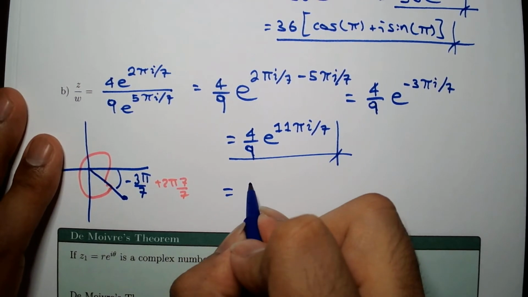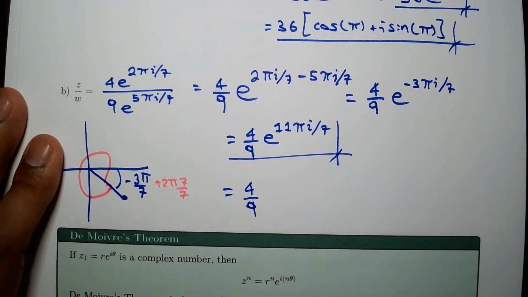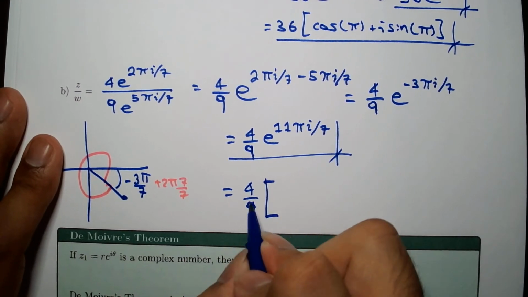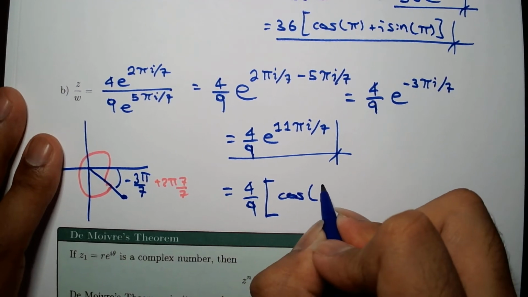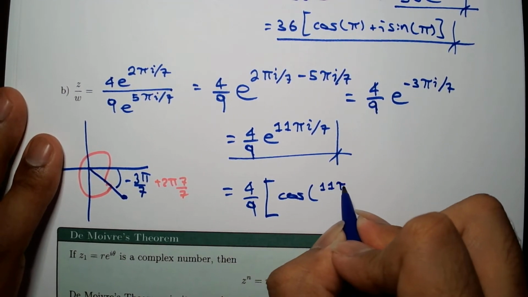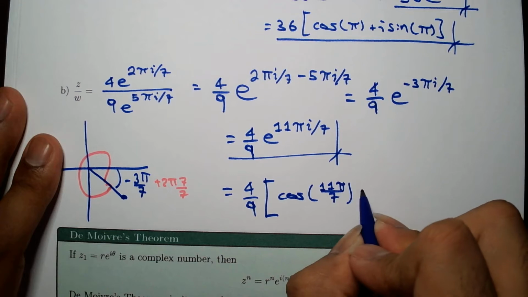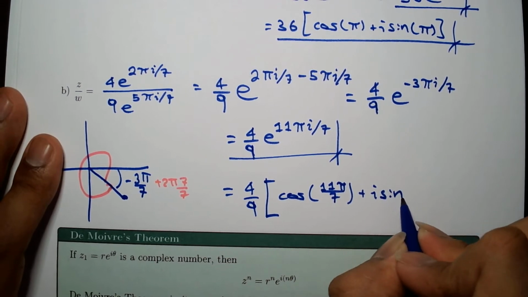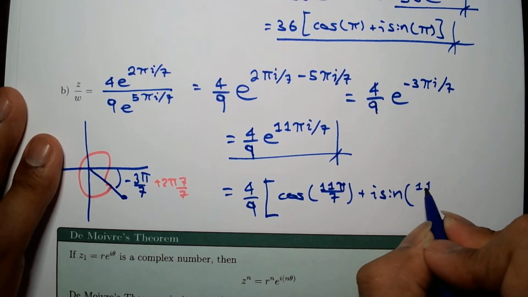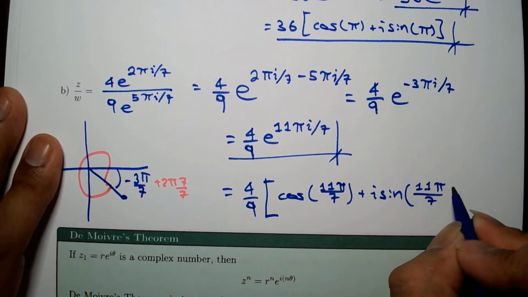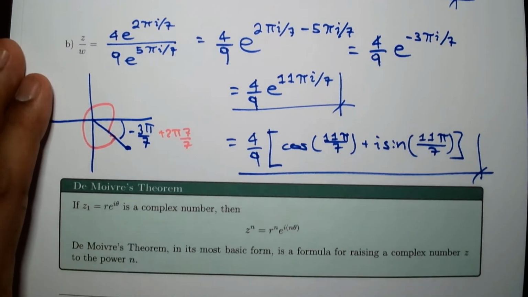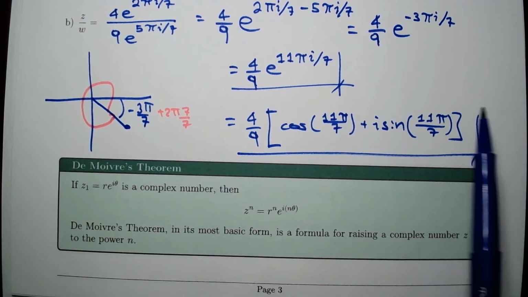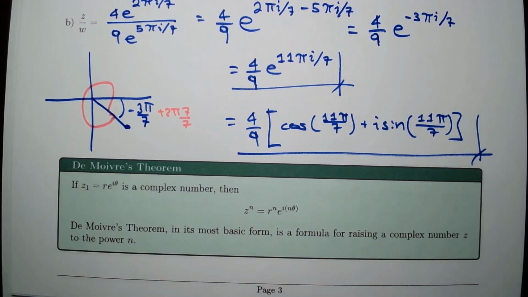Using the polar form, 4/9 cosine 11 pi over 7 plus i sine of 11 pi over 7. So the two answers together: polar and exponential, using Euler's formula.